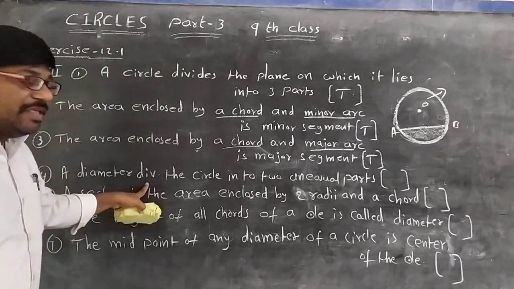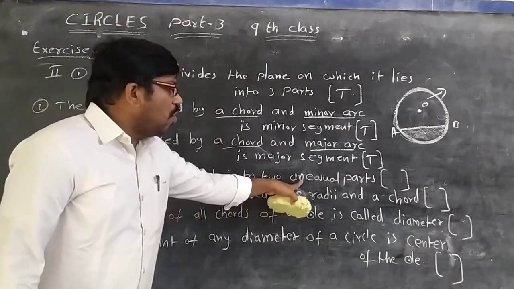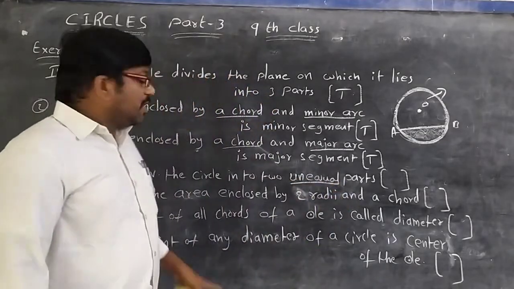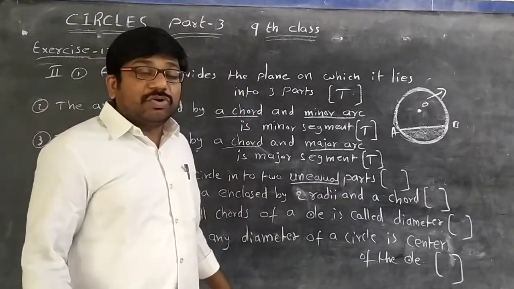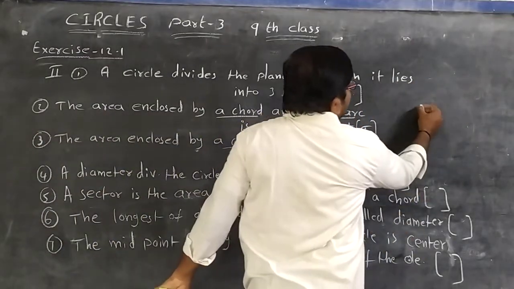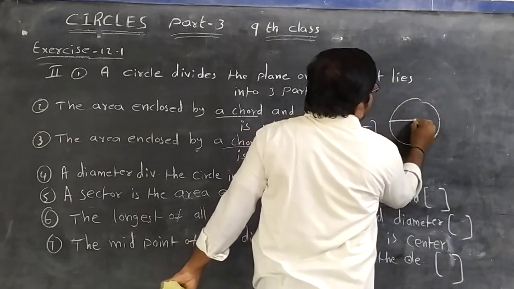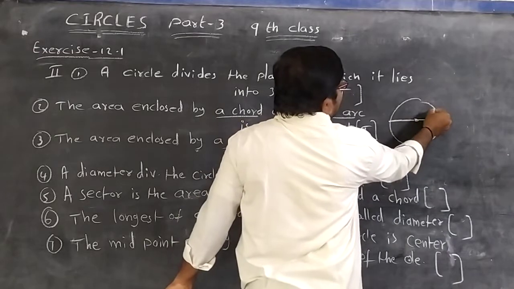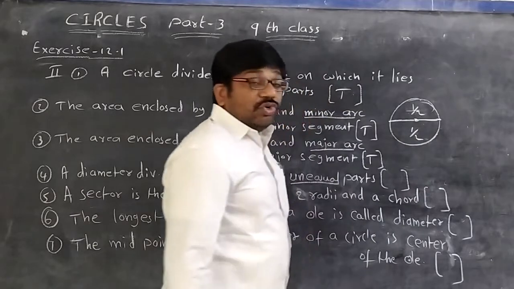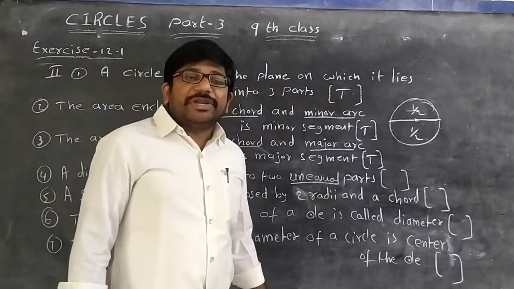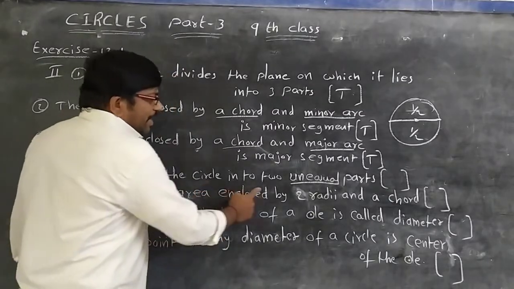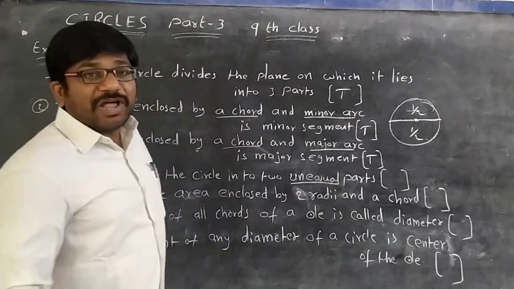Go for the next, 4th statement. A diameter divides the circle into 2 unequal parts. See, unequal means not equal. Here we know very well the diameter of a circle passes through the center of the circle and divides the circle into 2 halves, right? It is a half and it is a half. Every diameter of a circle divides the circle into 2 equal parts. But the statement says unequal parts, so it is false.